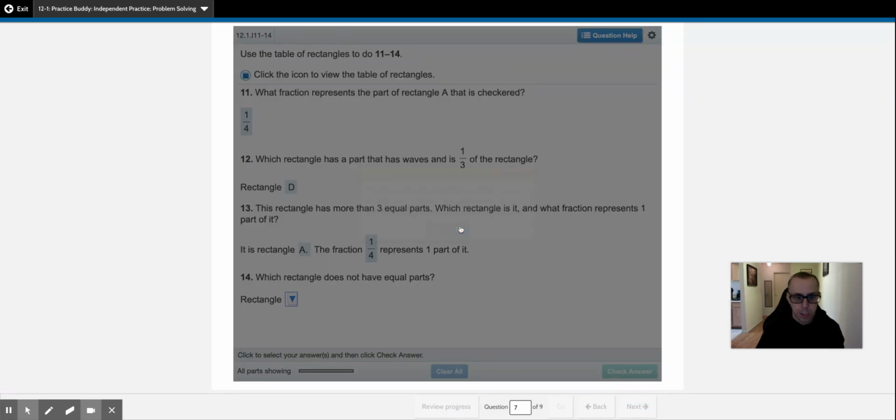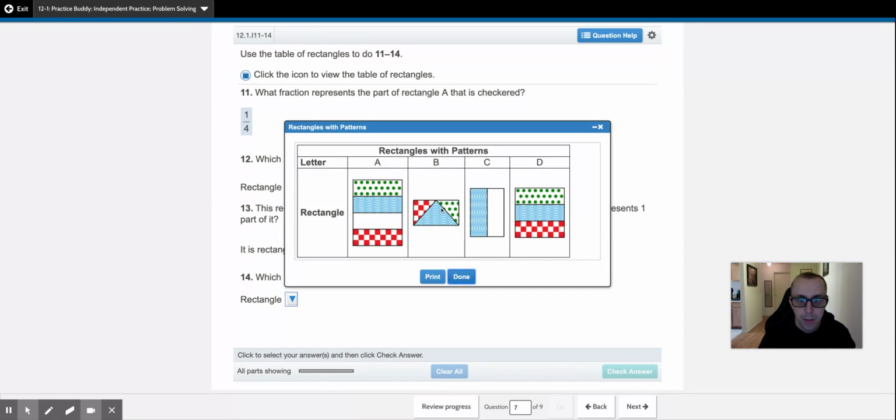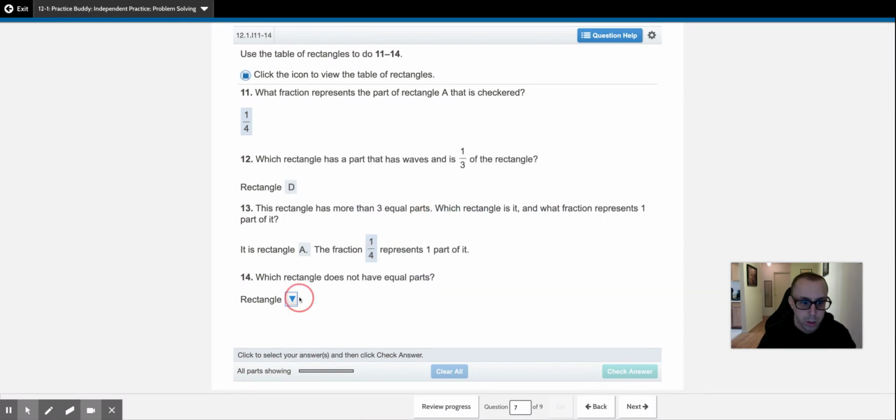You have not completed this. What did I do? Oops. Which rectangle does not have equal parts? Like I pointed out, that's letter B here. Okay.